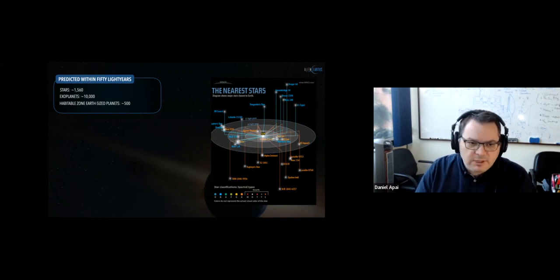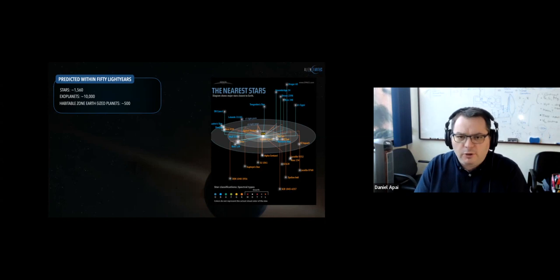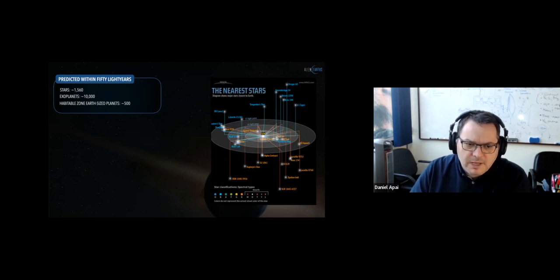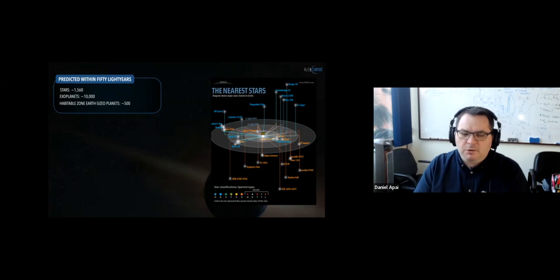So we know that within just 50 light years, which is 15 parsecs or so, a very small volume from a galactic perspective, there are around 1,560 stars. And we would expect, just ballpark, that there could be around 10,000 exoplanets, with, of course, significant uncertainty there, but that's the order of magnitude we should probably expect. And maybe there could be habitable zone Earth-sized planets, maybe around 500.